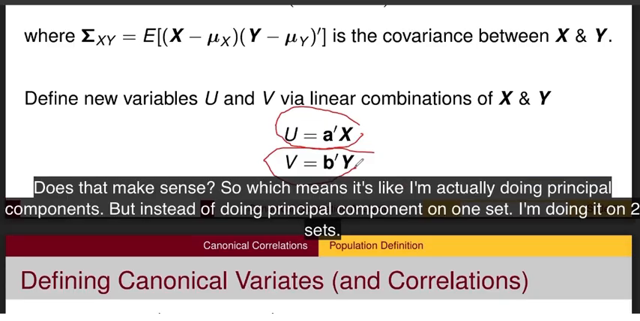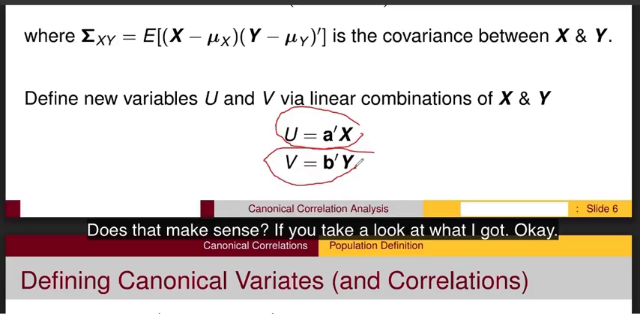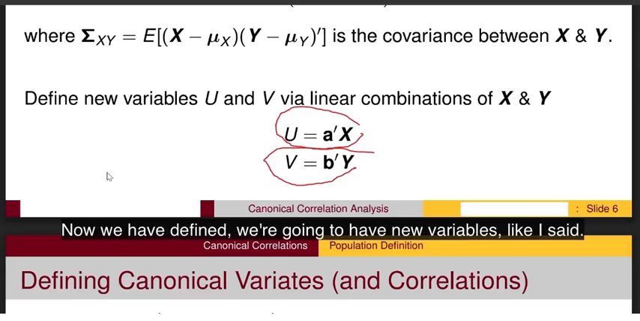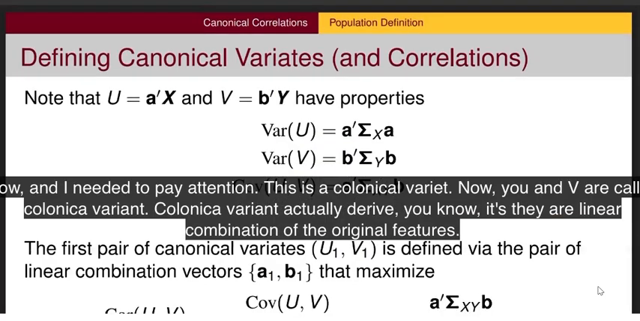Does that make sense? It's like I'm doing principal component analysis, but instead of doing it on one set, I'm doing it on two sets. Does that make sense? If you take a look at what I got, now we have defined new variables, like I said. Now, I need you to pay attention.